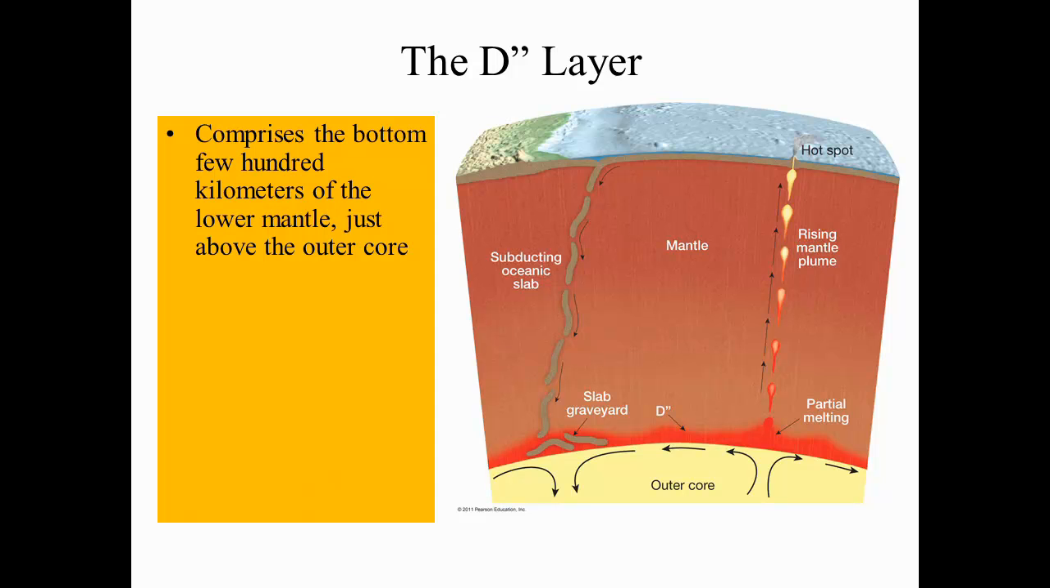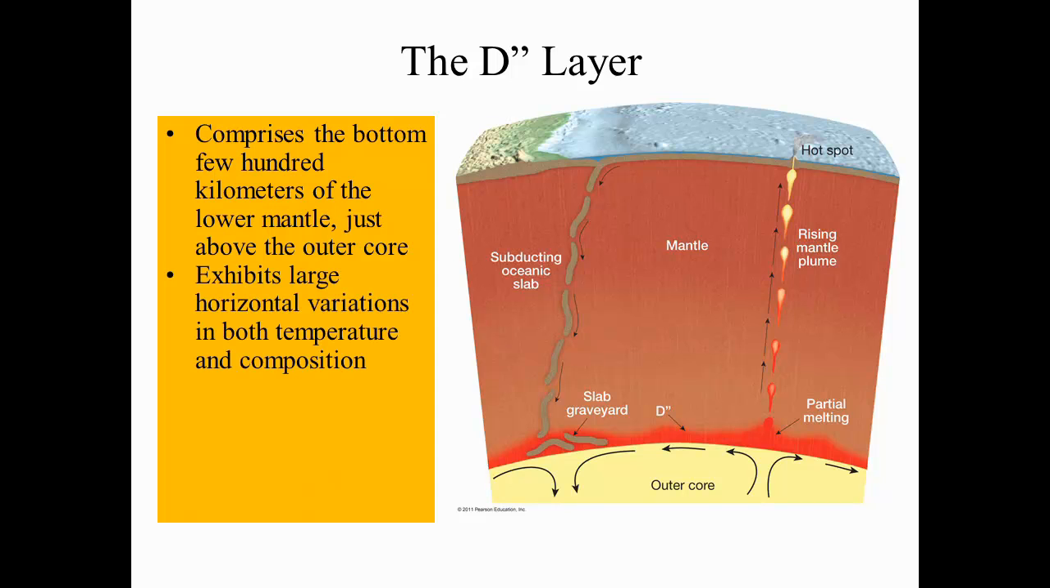Now, the D-double prime layer comprises the bottom few hundred kilometers of the lower mantle just above the outer core. And here, the D-double prime layer exhibits large horizontal variations in both temperature and composition as determined by seismic waves.